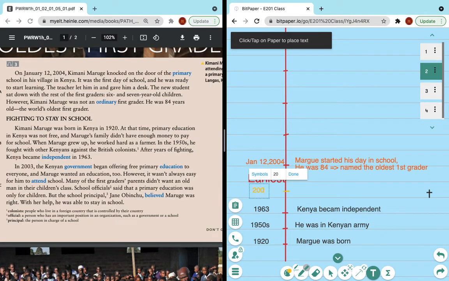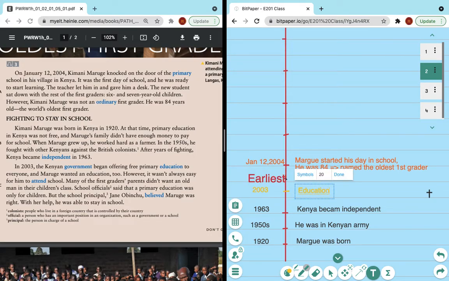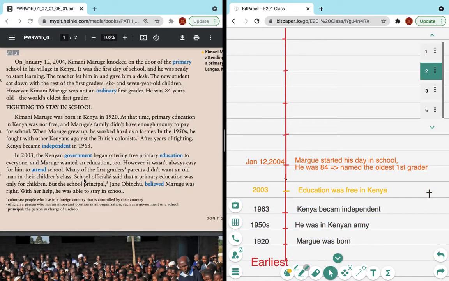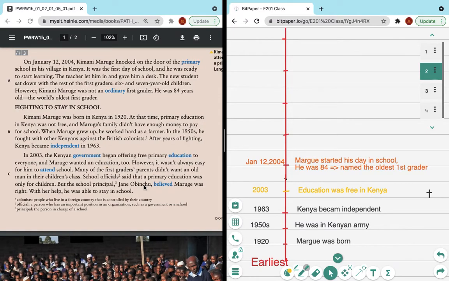And then education was free in Kenya. School officials said that primary education was only for children. So stop here. Just by reading several sentences, not reading all the sentences in paragraph C, we can know that paragraph C is about the obstacles that Maruge had to face when he entered the primary school, right?